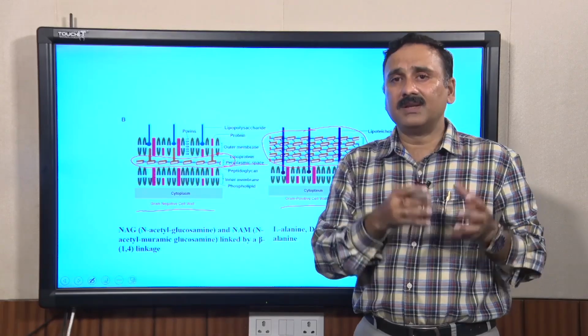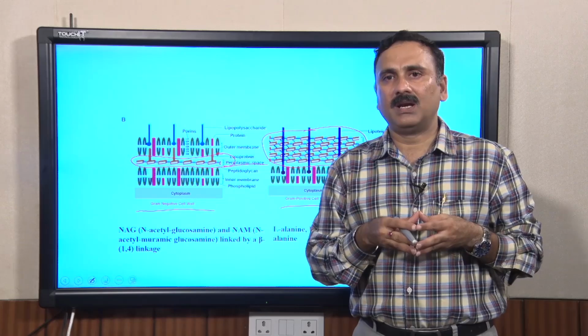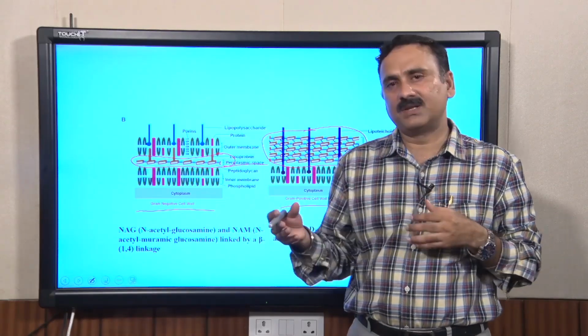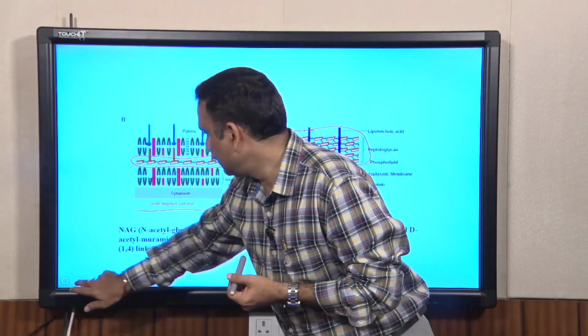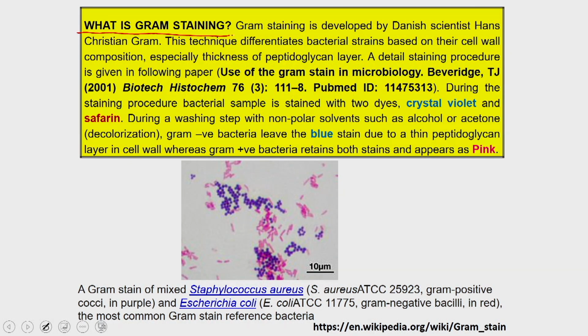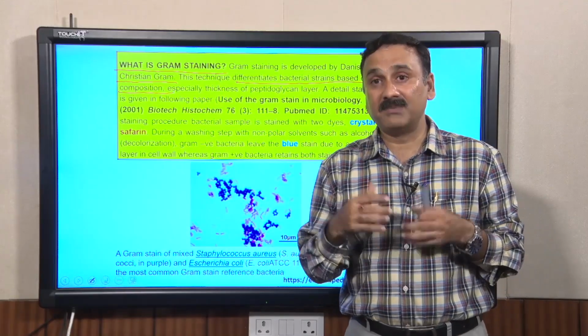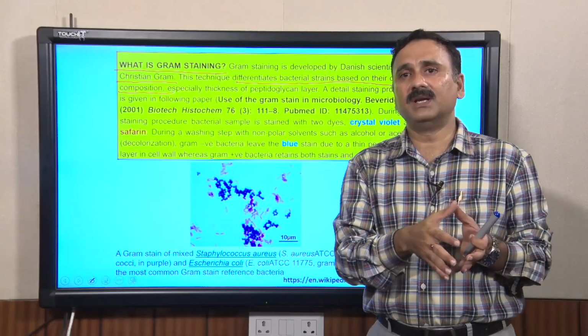And because there is a difference in the thickness of the peptidoglycan layer, people have discovered stains which can be used to distinguish between gram positive and gram negative bacteria. There is a stain called the gram stain, discovered by a scientist called Hans Christian Gram, and this technique is useful for differentiating bacteria based on their cell wall composition, especially the composition of the peptidoglycan layer. A detailed procedure we have discussed when we were discussing the bacterial cell wall, as well as the use of gram stains in differentiating gram positive bacteria from gram negative bacteria.